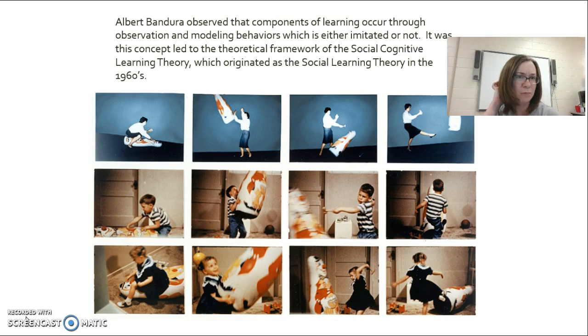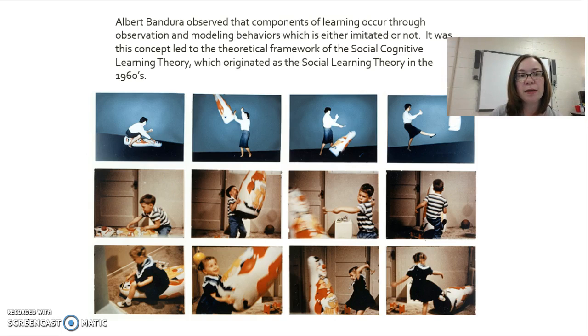Here Albert Bandura observed that components of learning occur through observation and modeling behaviors, which are either imitated or not. It was this concept that led to the theoretical framework of the social cognitive learning theory, which at first was called the social learning theory, in the 1960s.